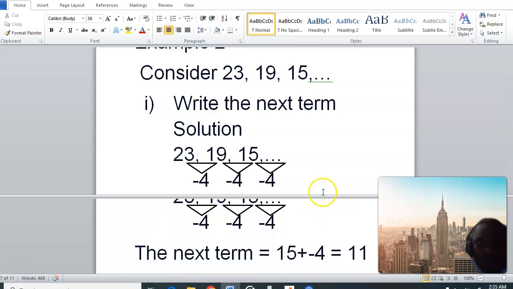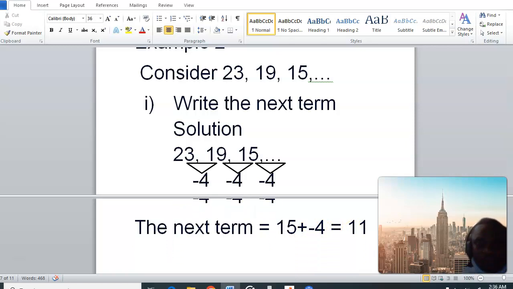Okay, so how did you get this 15? It is 19 plus negative 4, which will give us 15. So the next term is going to be 15 plus negative 4, which will give you 11.